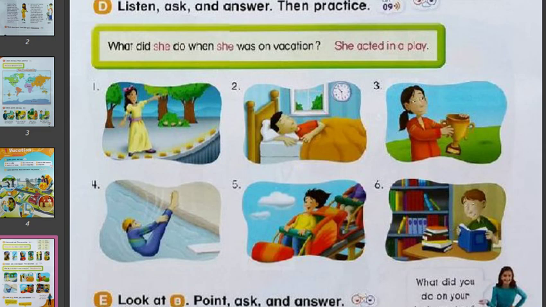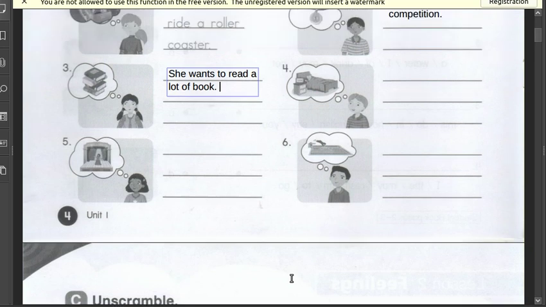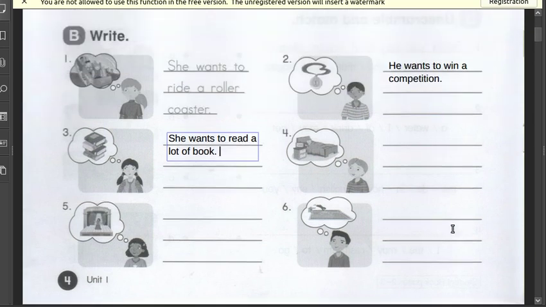So now we make a swing to our book. So you have here your exercise. In your exercise, you write of yourself. Here, I already gave you 2 more examples. Number 2, as an example here, he wants to win a competition. She wants to read a lot of books. This is all simple present. Now it is your turn to make the sentence for these three pictures.